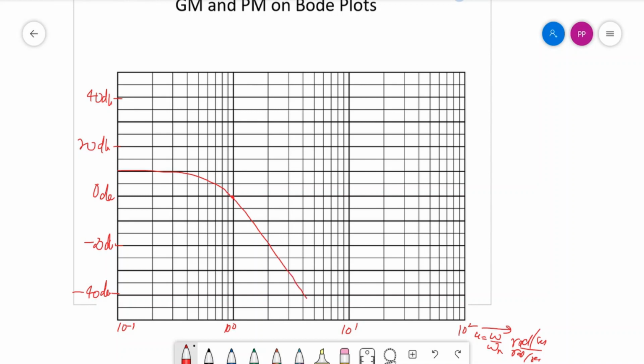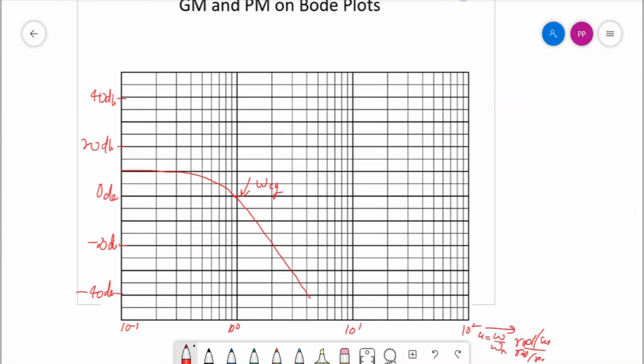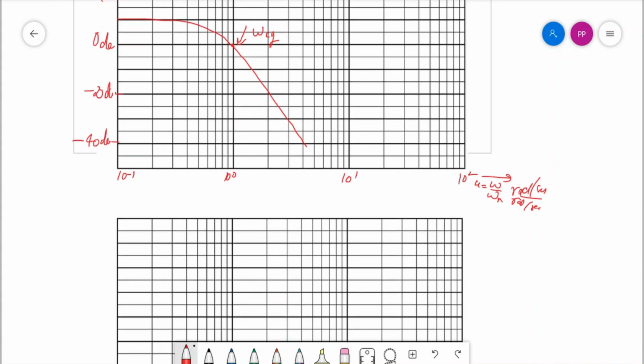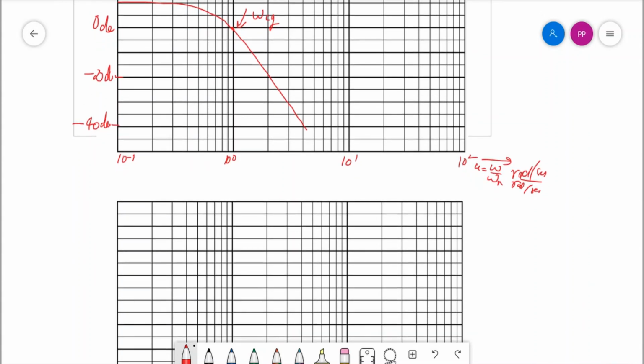So here we have to compare the two plots, because I got the gain crossover frequency over here, but for the gain crossover frequency I have to determine the phase margin. So I have to go to the phase plot. Let us see how we can go to the phase plot. So this is the phase plot.